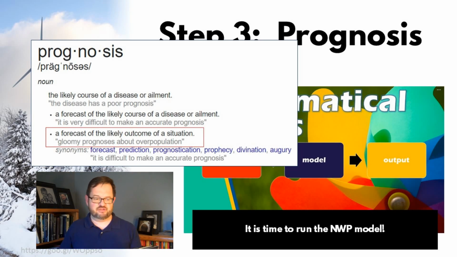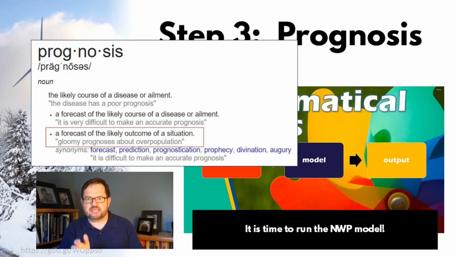Just to pull up a Google definition of prognosis, I like the part that I highlighted in red there. It's a forecast of the likely outcome of a situation. Oh, doctor, I have chest pains. What's my prognosis? You're going to live. Okay, the prognosis is you're going to live. The prognosis here is the forecast of the likely outcome of the situation. We now have a situation.